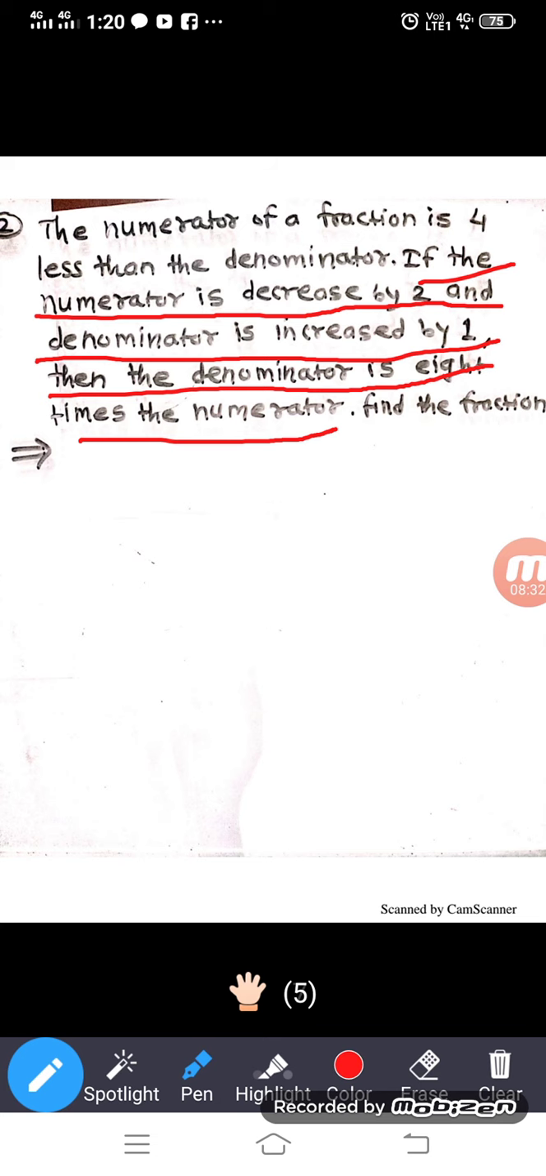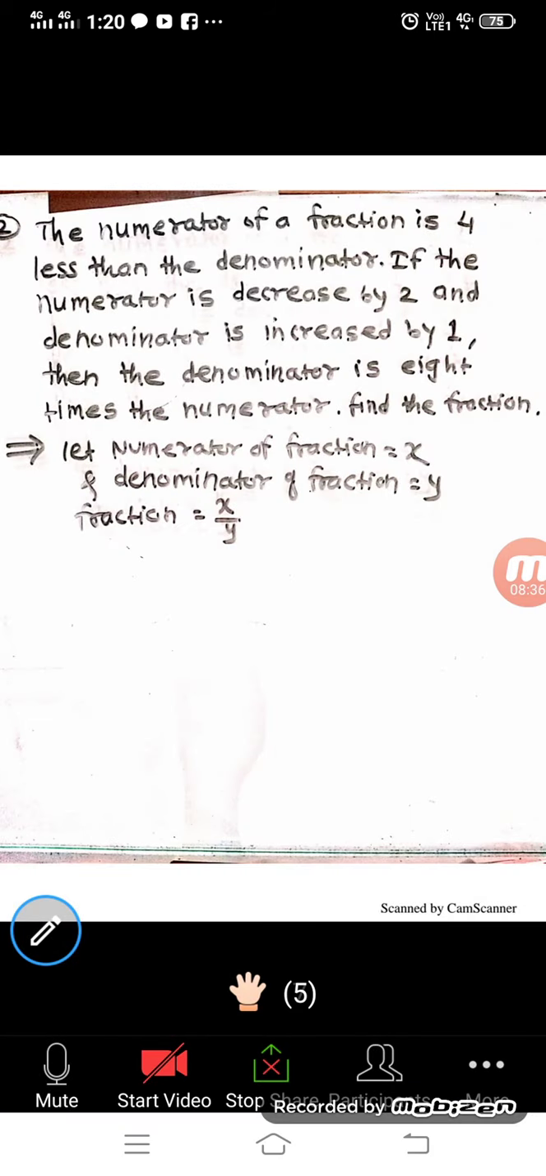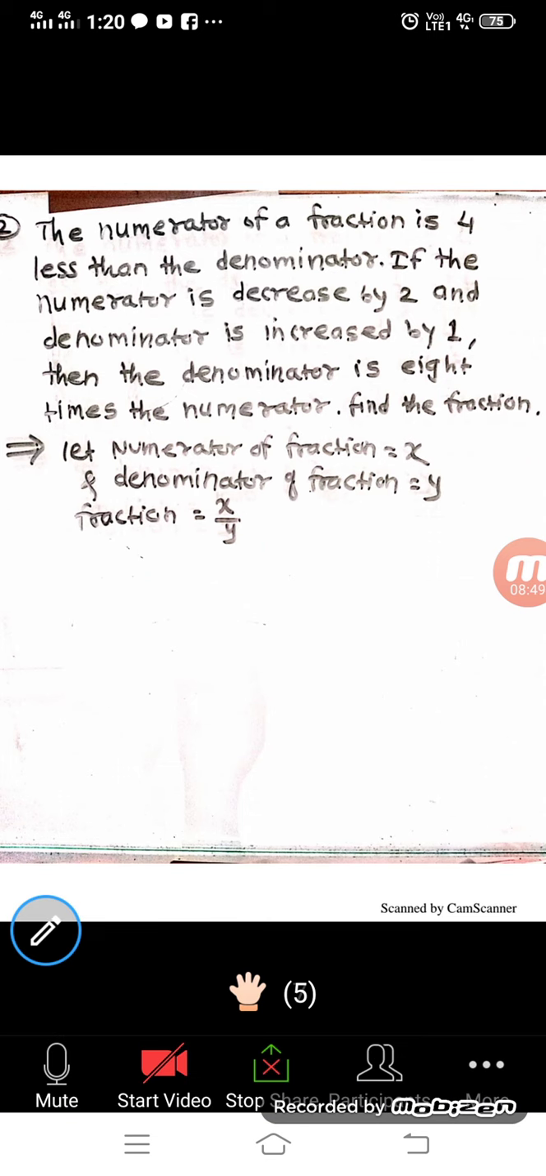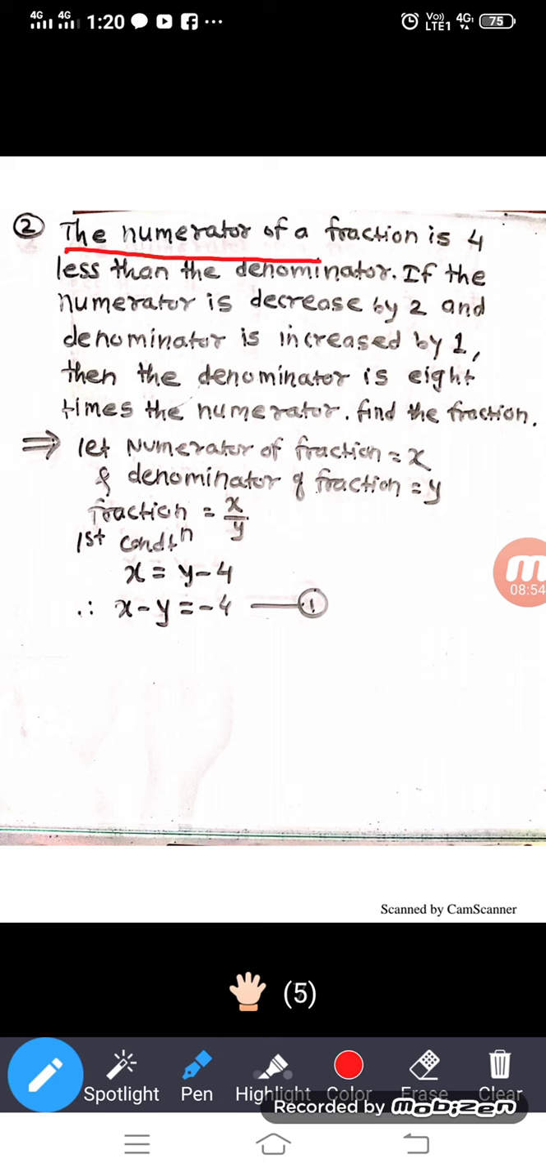Solve this problem by considering the numerator and denominator. Let the numerator of the fraction be x and the denominator of the fraction be y. Then the fraction is x by y. From the first condition, we can write: the numerator of a fraction is 4 less than the denominator.